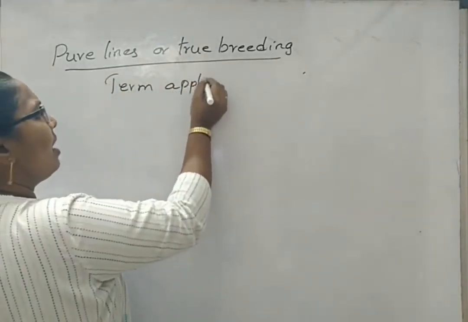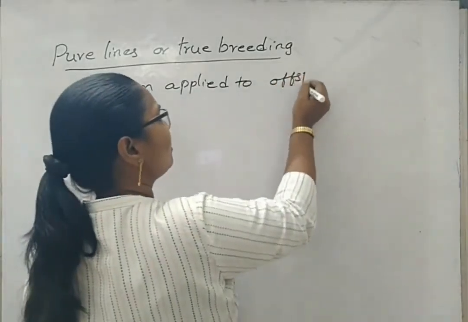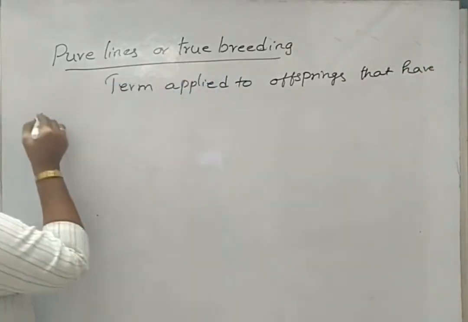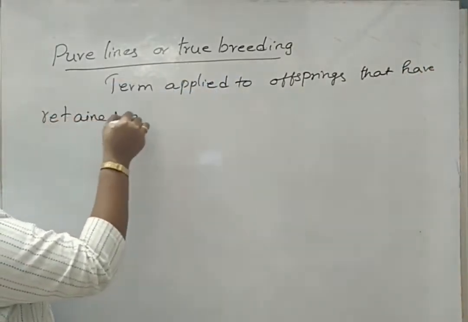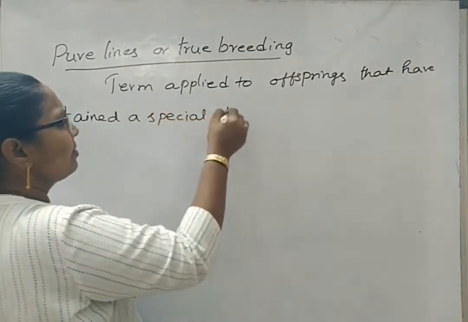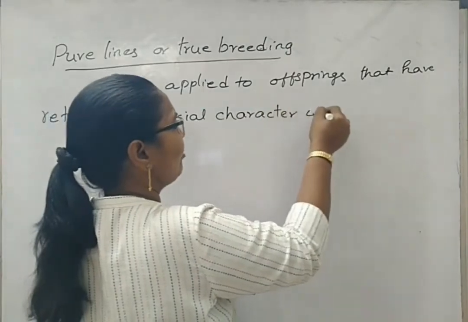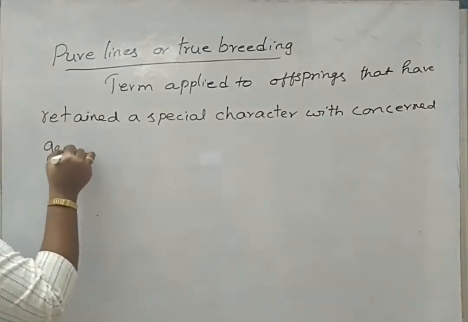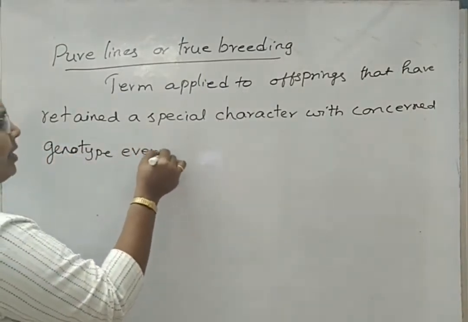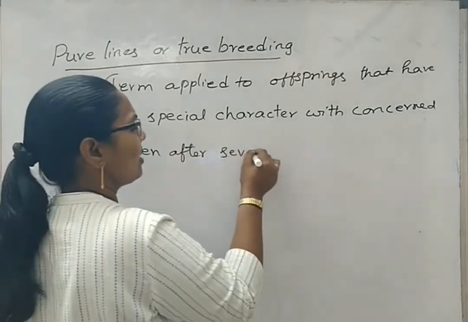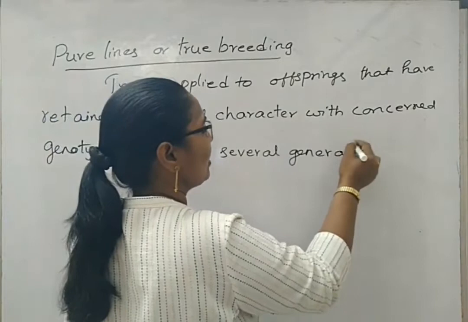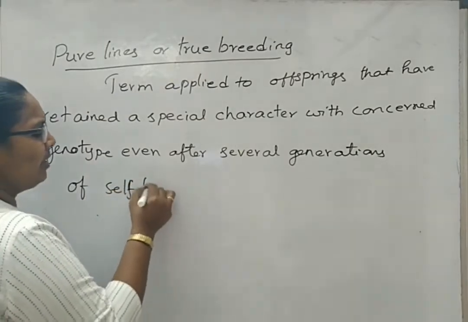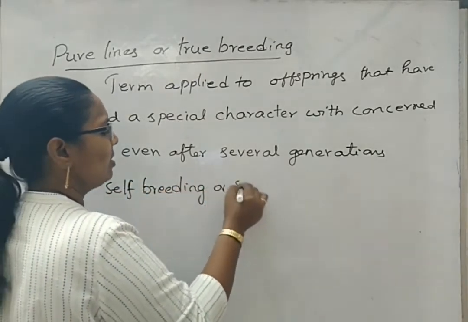A term applied to offsprings that have retained a special character with concerned genotype even after several generations of self-breeding or self-crossing.